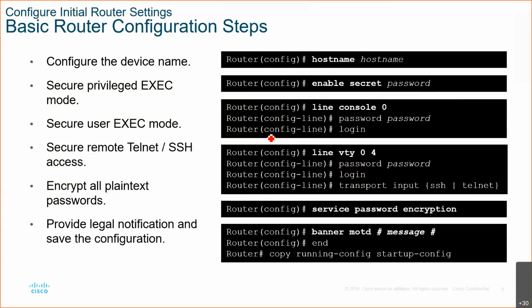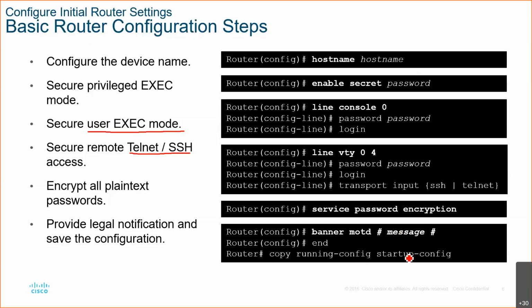Just like your switch, your router has got a device name. It has got a user exec mode. In the user exec mode, when you switch on your router, you can mention what password you want it to have. Here would be your line console 0. If you want to access your router from a network, then you can give a telnet SSH password, line VTY 0. If you want all the passwords to be encrypted, then you can write service password-encryption. If you want to give a legal notification, then you can do the banner message of the day. You can also save the changes by saying copy running-config startup-config.